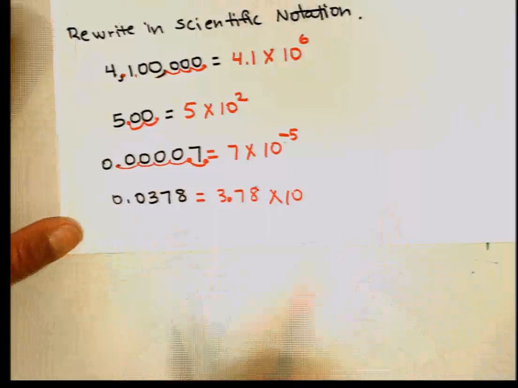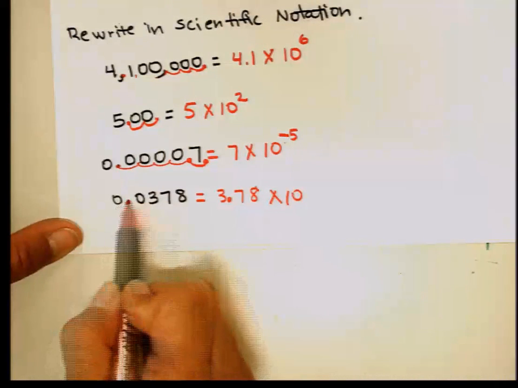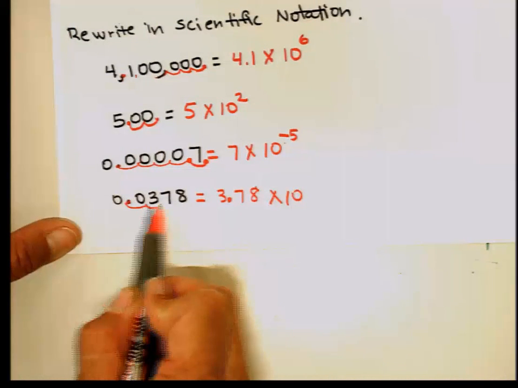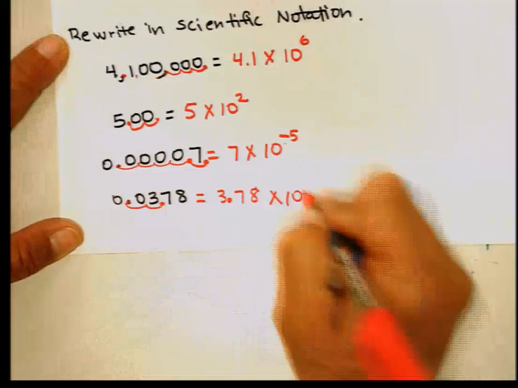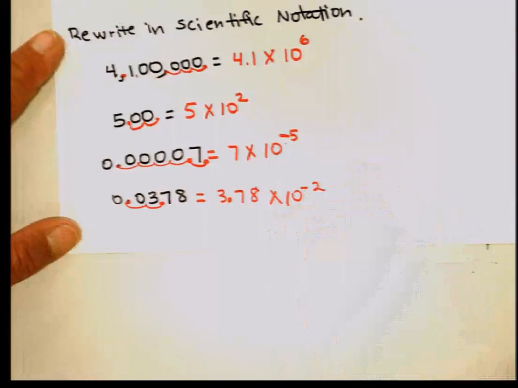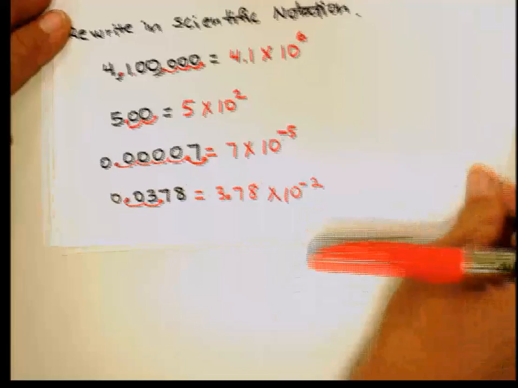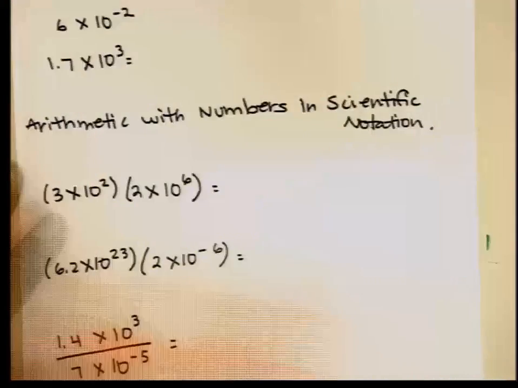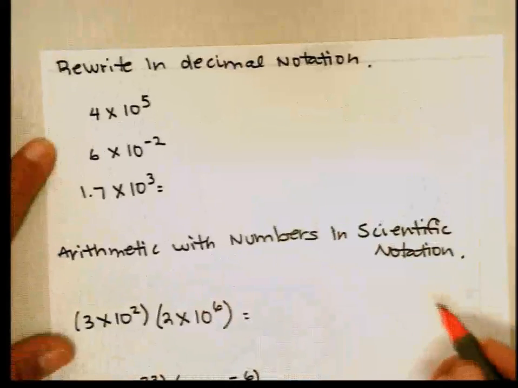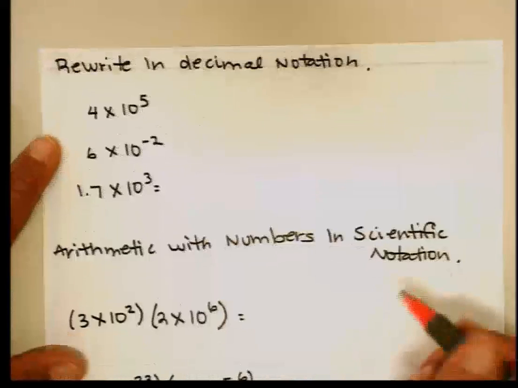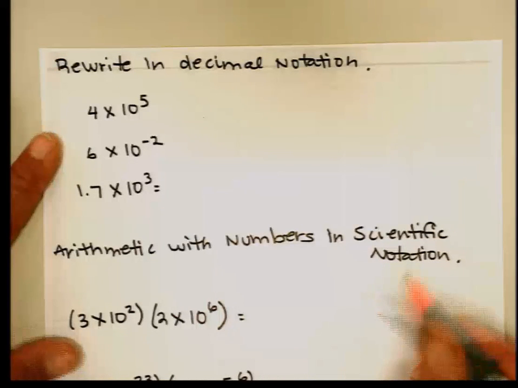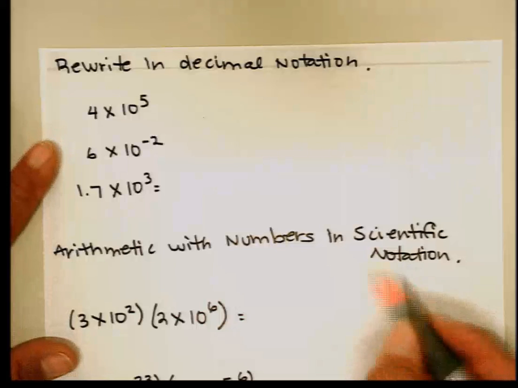Put your pen where the decimal starts and swoop till you get to the number you wrote. 1, 2, 3.78 times 10 to the negative 2. Okay, so now let's try writing the other way. If I have 4 times 10 to the 5th, how do I write that in decimal notation?